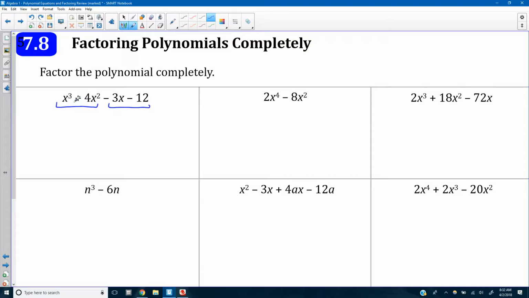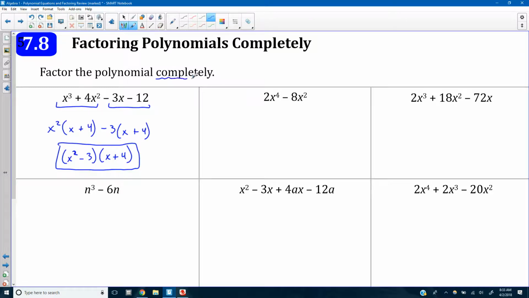as factoring by grouping. This x cubed plus 4x squared, I can factor an x squared out. I'll be left with x plus 4. I want to factor out a negative 3 from these two to be left with x plus 4 here as well. And now when I factor this x plus 4 out, I'll be left with x squared minus 3 over here. Now, if the x squared minus 3 could have factored more, I would have. That's the completely portion of this. All of these got to be factored completely. Leave no stones unturned.